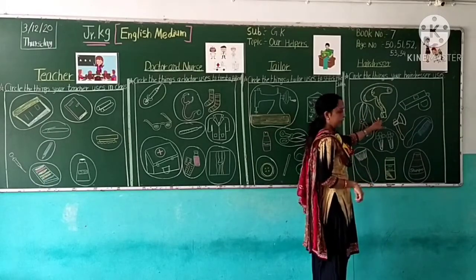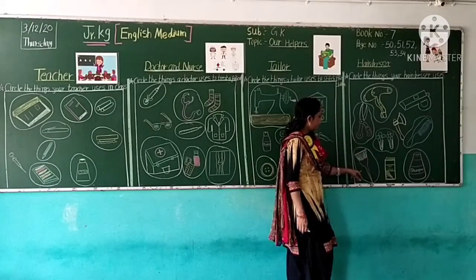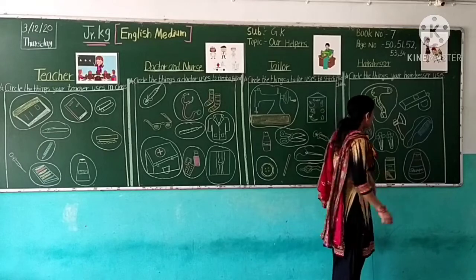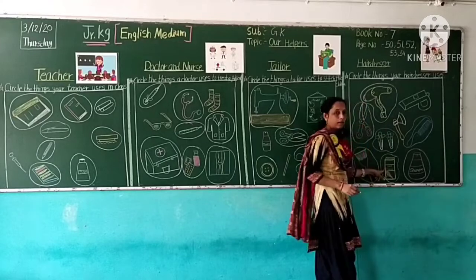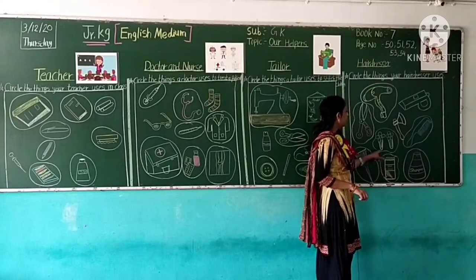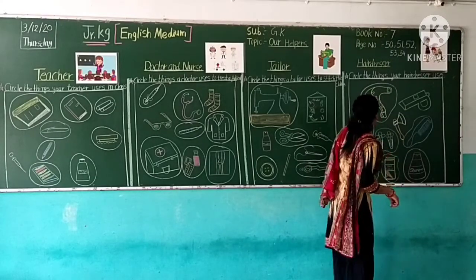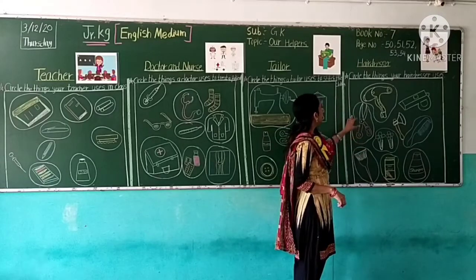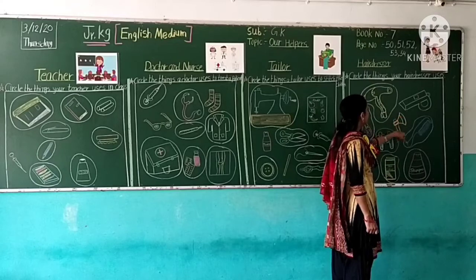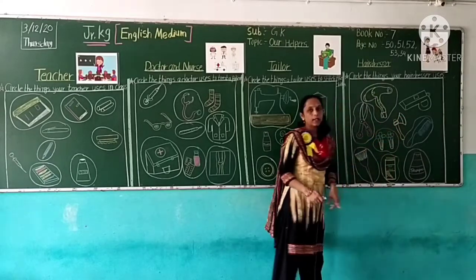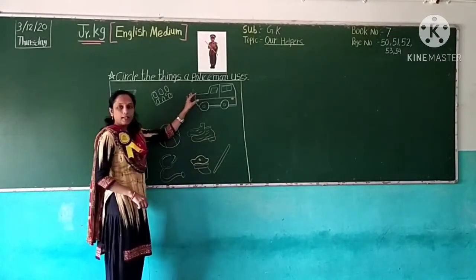So these things are used by a hairdresser. This scissor. Okay, hairbrush, hair color. These things are used by a hairdresser, hair color. Which thing? Hair colors. Okay. This clip is used by a hairdresser. Comb, shampoo. Okay. So all these things are used by a hairdresser. This whistle, axe, not used. Okay. Hairdresser. Our next exercise is circle the things a policeman uses.